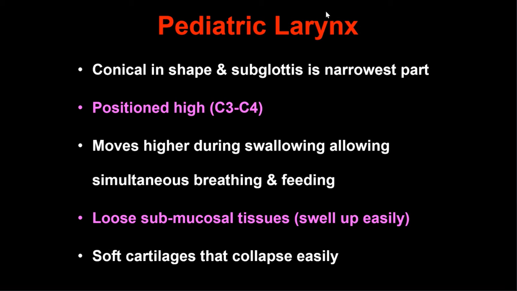Okay. So these are made up of which type of cartilage? Which cartilages are made up of elastic cartilage? Epiglottis, tip of the arytenoid cartilage, and the corniculate and cuneiform are made up of elastic cartilage.